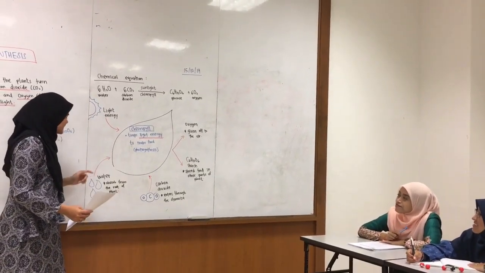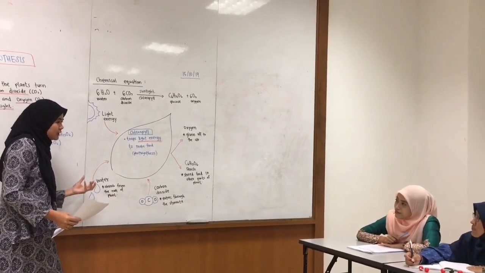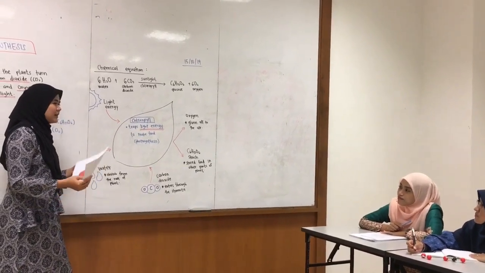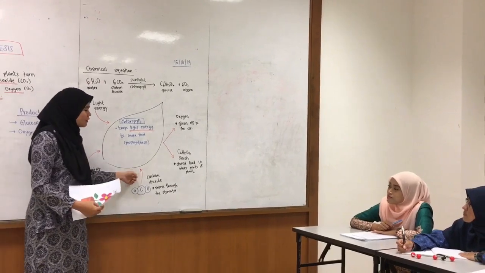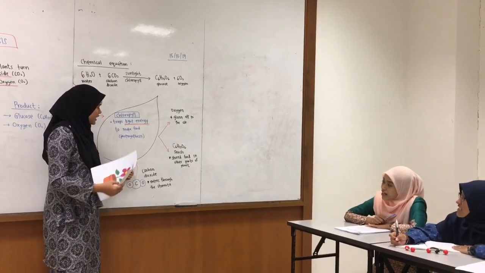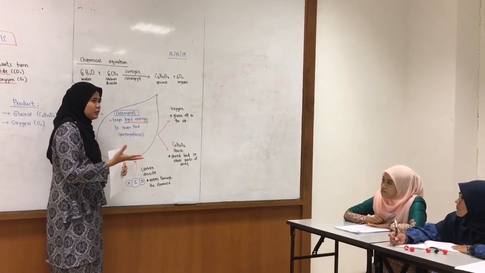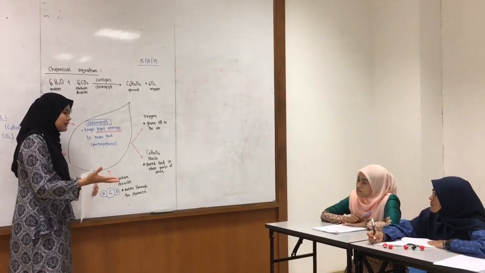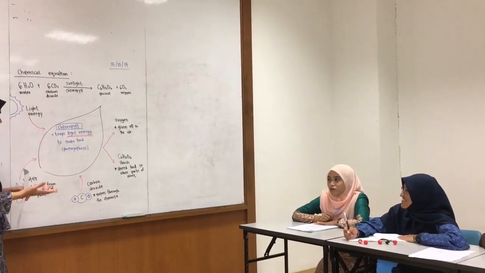The second thing is water. The plant needs water molecules in order to undergo photosynthesis. Water, as I mentioned earlier, is absorbed from the roots of the plant. The third raw material needed is carbon dioxide. Do you know how carbon dioxide can get into the leaf of the plant? Through the stomata. Yes, good Fatini, through the stomata of the leaf.